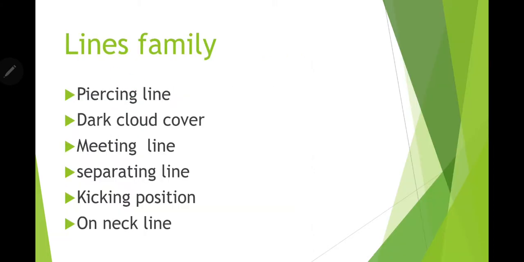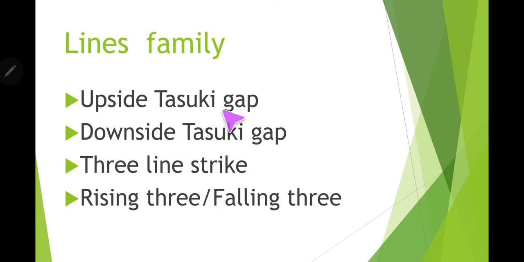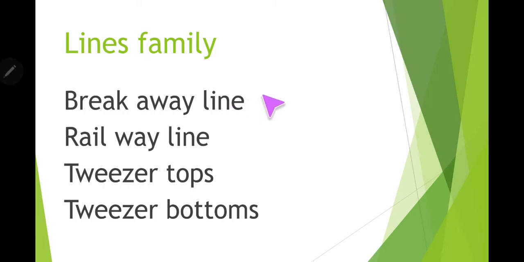Still under the lines family, we've got the following candles: the piercing line, the dark cloud cover, meeting line, separating line, kicking position, on neckline, upside Tasuki gap, downside Tasuki gap, three line strike, rising three or falling three, breakaway line, railway line, tweezer tops and tweezer bottoms.